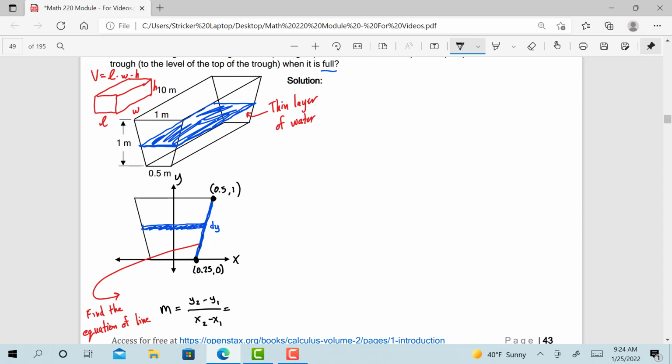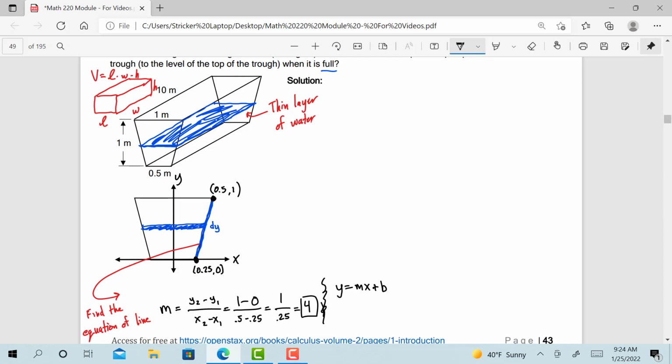And so if we subtract the y's, we can take 1 minus 0. And then if we subtract the x's in the same order, we're going to have 0.5 minus 0.25. So you end up with 1 over 0.25, which is 4. So our slope is 4. And then we want to use the equation of a line, which is y equals mx plus b, right? And we can put in all the information we know. We know the slope, and we can use either point.